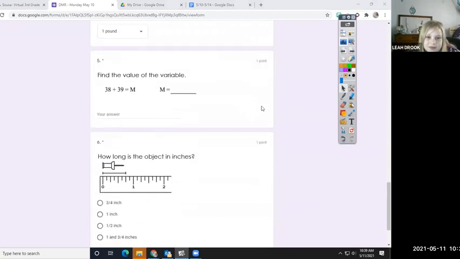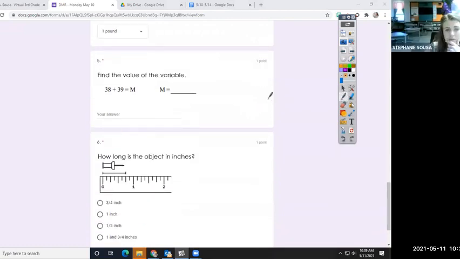Okay. Find the value of the variable. Variable is a word that we learned in our Mint Mobile Challenge. And we know that it is something that can change. A variable can change. So we are asking you to change this variable or letter into a number. Okay, so you're changing the M into a number.